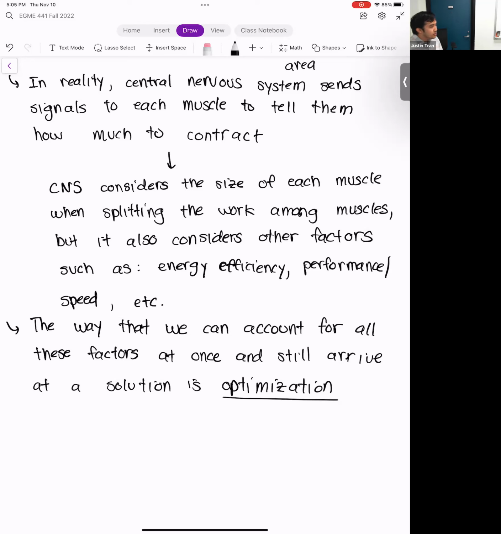And so optimization is a very broad class of algorithms, a very broad class of mathematical techniques that aim to find the best solution to a very complex problem, a problem that is too complex to solve with just simple equations.